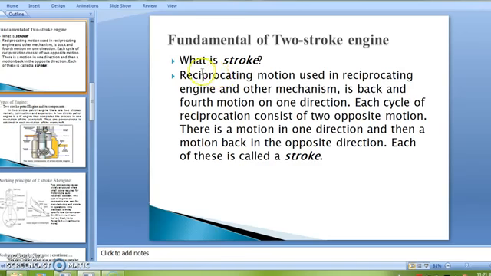Then we will see what a stroke is. Reciprocating motion is used in reciprocating engines and other mechanisms. It is back and forth motion in one direction. Each cycle of reciprocation consists of two opposite motions. There is motion in one direction and then a motion back in the opposite direction. Each of these is called a stroke.